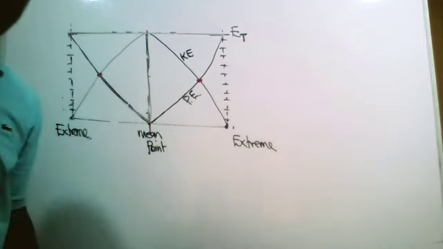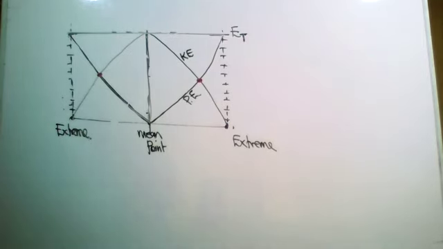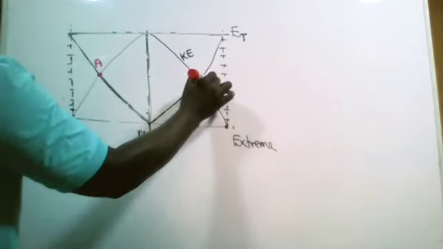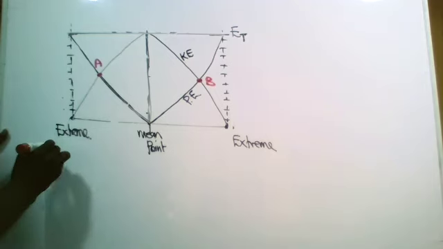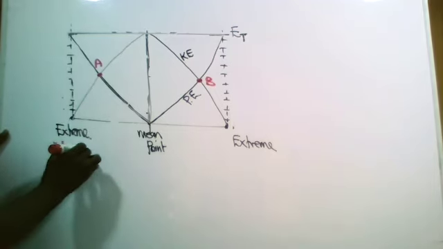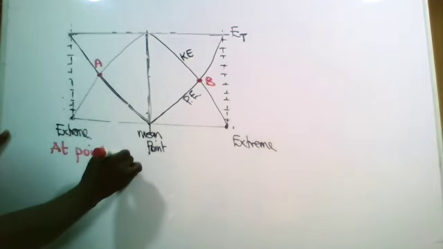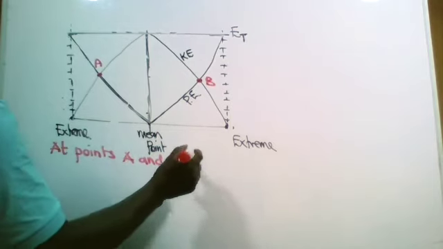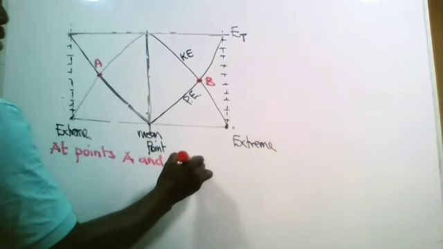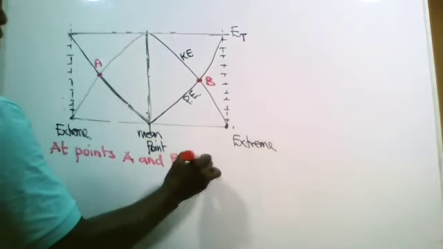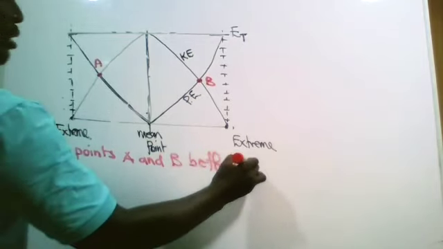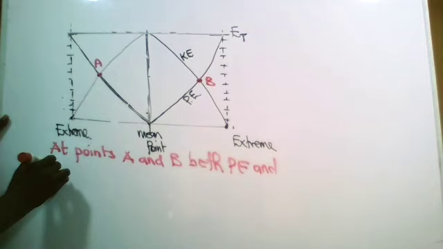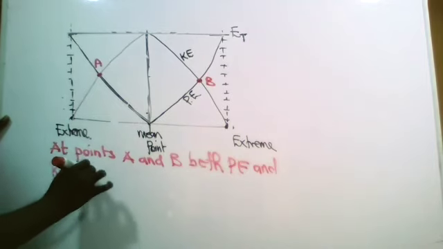Is it understood? Yes, please. So at points A and B, both PE and KE are equal.